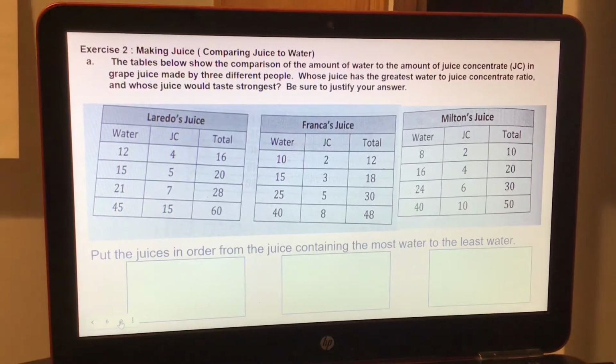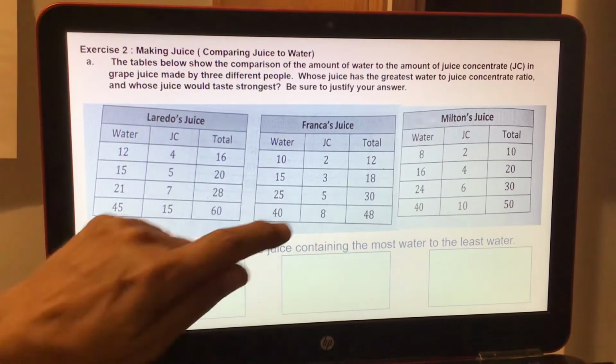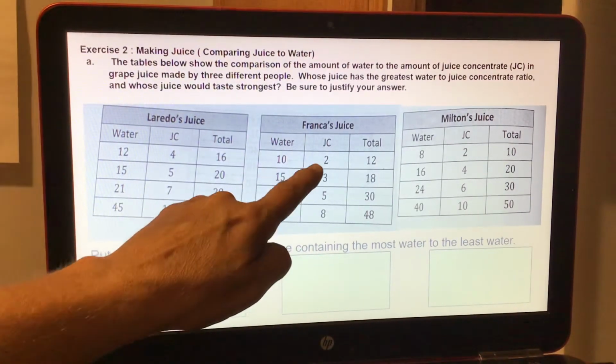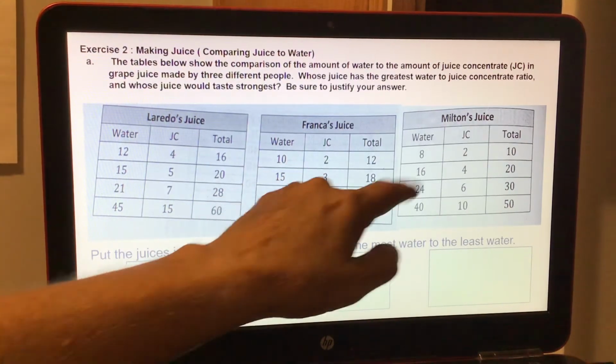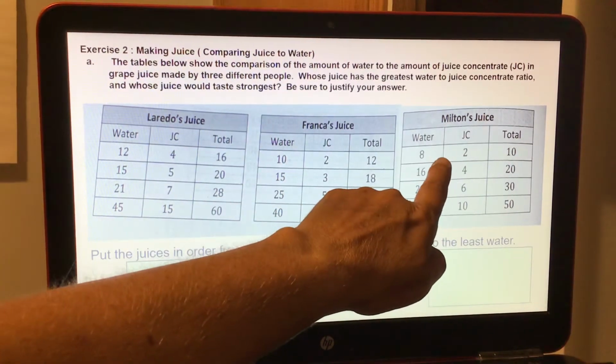I can divide both numbers by 2. 2 goes into 10 5 times. 2 goes into 2 1 time. So our fraction would be 5 over 1. Okay? 5 to 1. And this one, we're going to do the same thing.